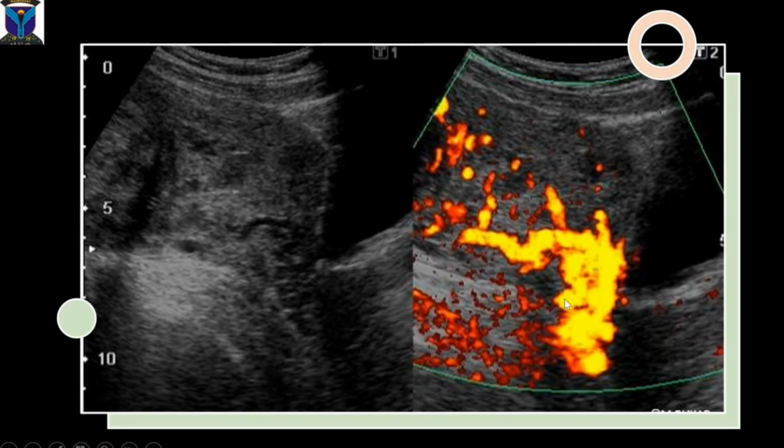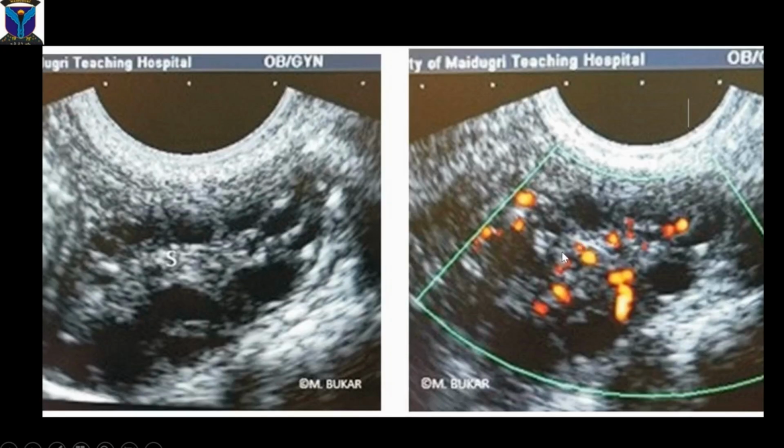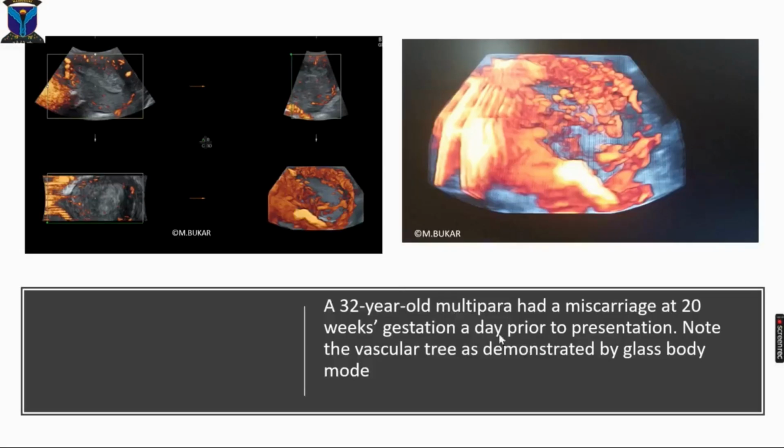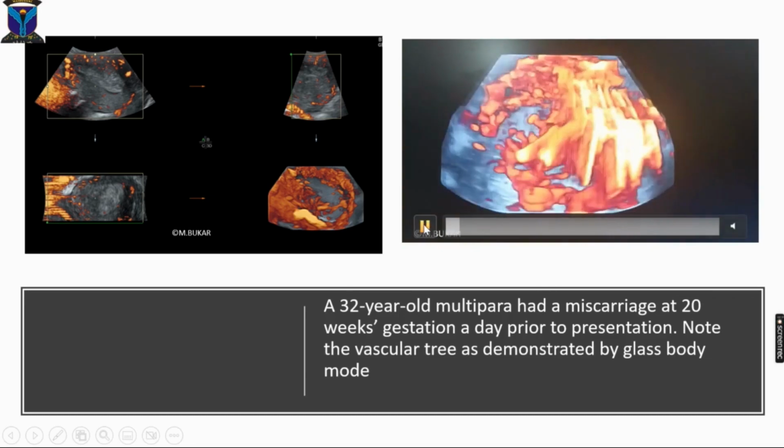Again, although this is tortuous, the vascular architecture is orderly. Again, look at the blood flow to the various stroma, orderly blood flow. Now looking at 3D Doppler of benign lesions. This was a 32-year-old multipara who had a spontaneous miscarriage at 20 weeks of gestation. Note the vascular morphology on the rendered image, the orderly arrangement of the uterine vasculature, and the pattern as seen on this Cineloop.